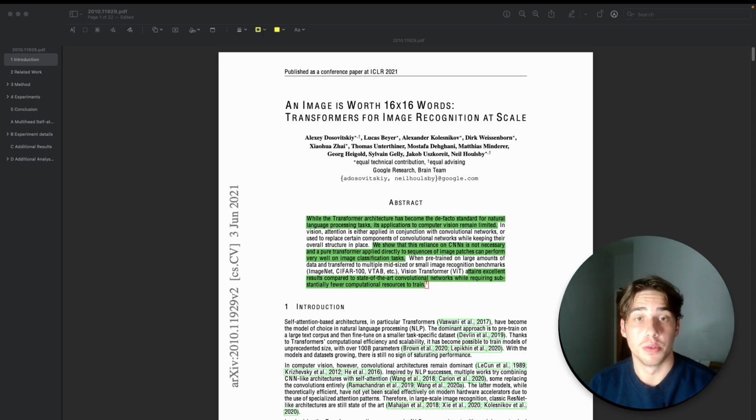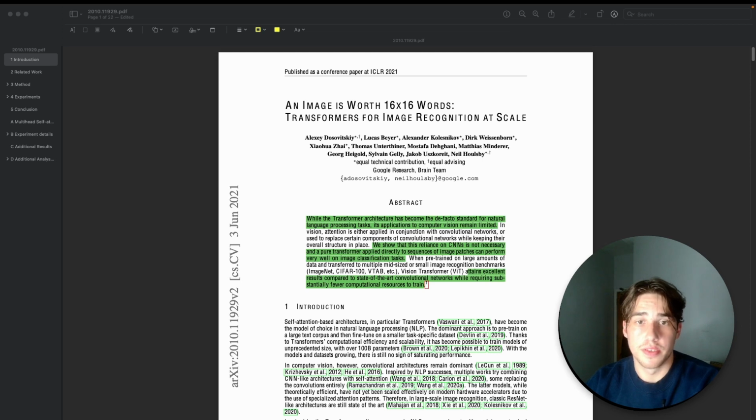And 2 years ago, Google released a paper called An Image is Worth 16 by 16 Words. It was the first successful application of transformers to computer vision tasks. So in this video, I would like to cover this paper and explain why it actually matters, how it works, how it was trained, and the results they achieved at the end. So let's jump into it.